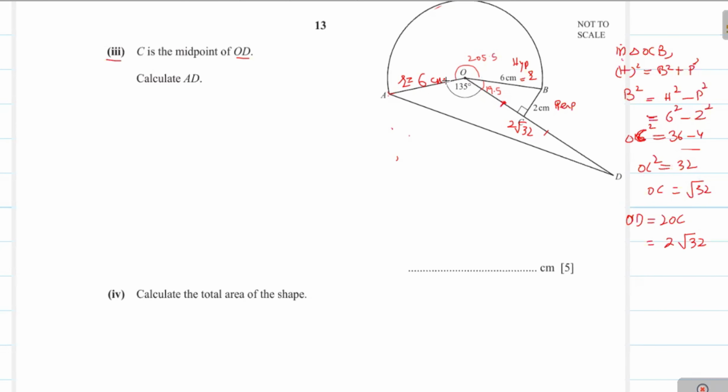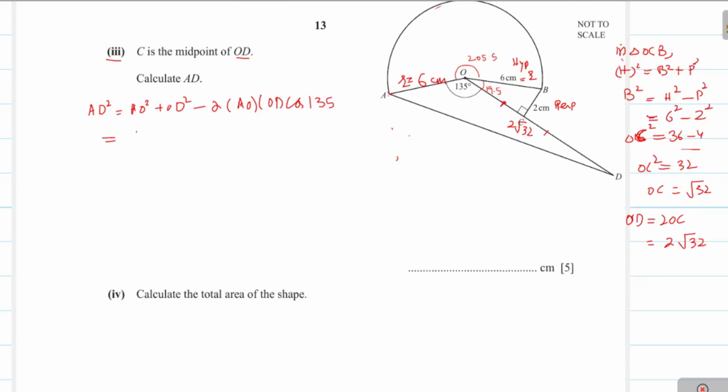Now two lengths OA and OD are given, and the angle between them is also given. Therefore, we can find the length of AD by using the cosine rule. In the cosine rule, there is a relationship between 3 sides and 1 angle. You see here 2 sides and 1 angle are given. Therefore, the third length we can find: AD square will be equal to the sum of squares of the 2 sides, AO square plus OD square minus 2 times AO into OD into cos of the angle between them, this is 135.